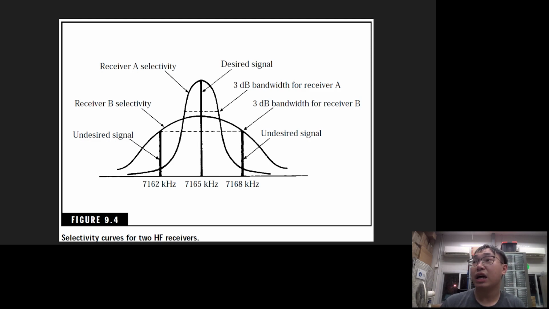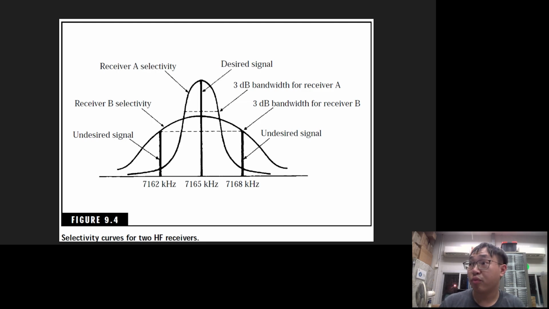So we have 2 different radios, or receivers, with different selectivity. Oh, let's see if there are any people. Oh, no people. Okay.